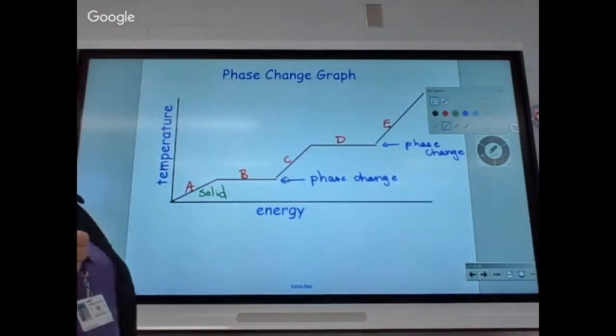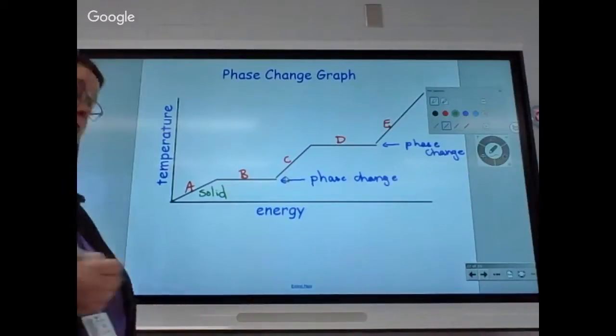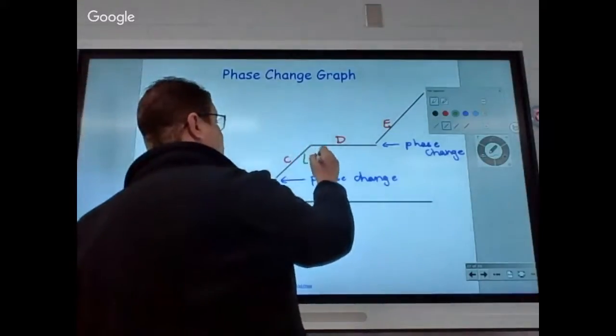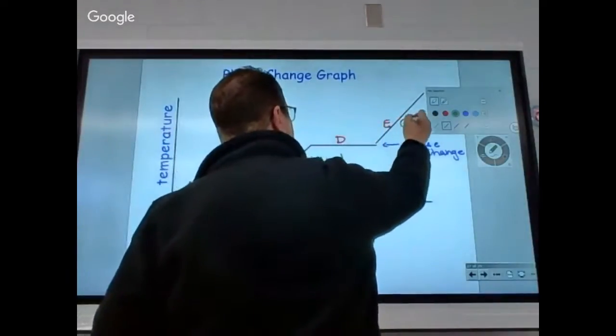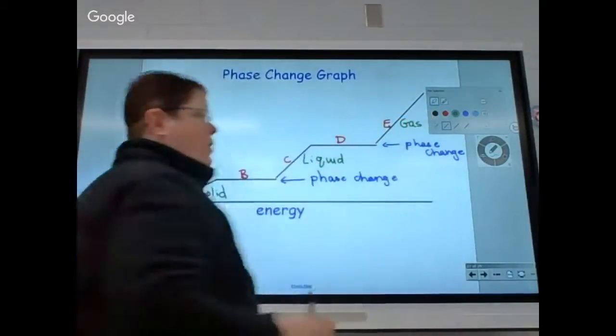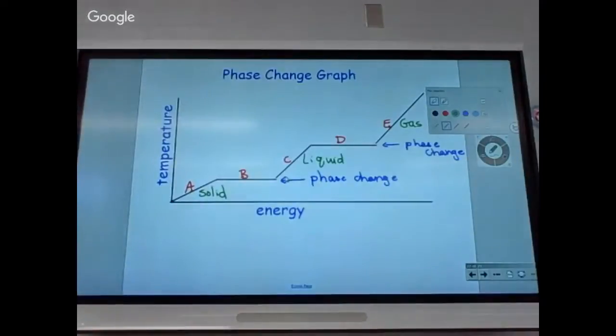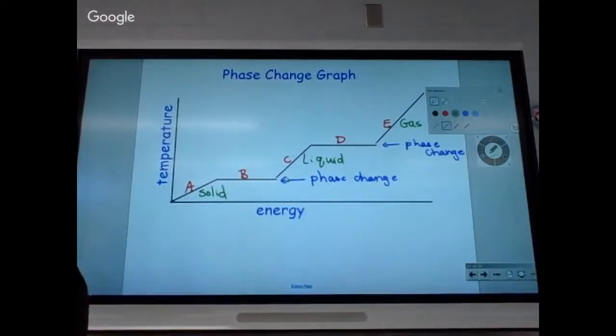All right, C would be what state? Liquid. And E would be what state? Gas. Now, what's another name for gas that sometimes we use? Starts with a V. Vapor. Okay, sometimes we use vapor.